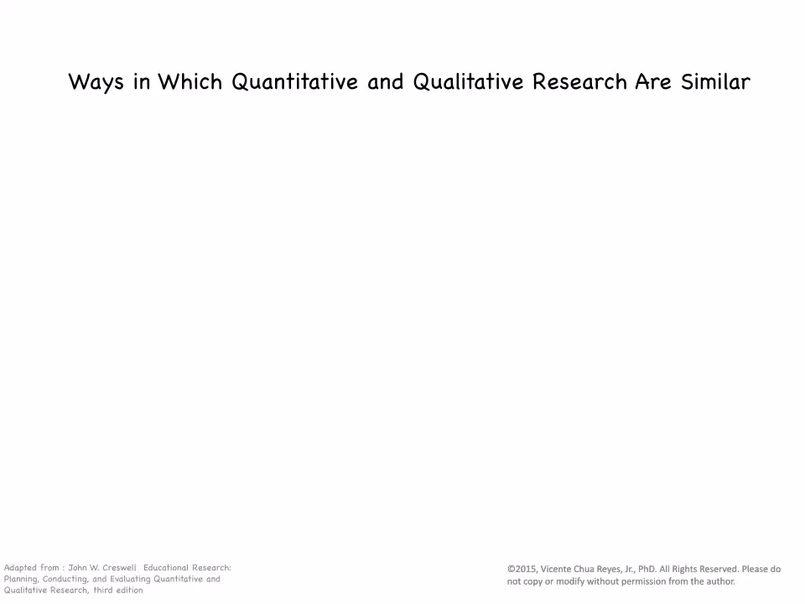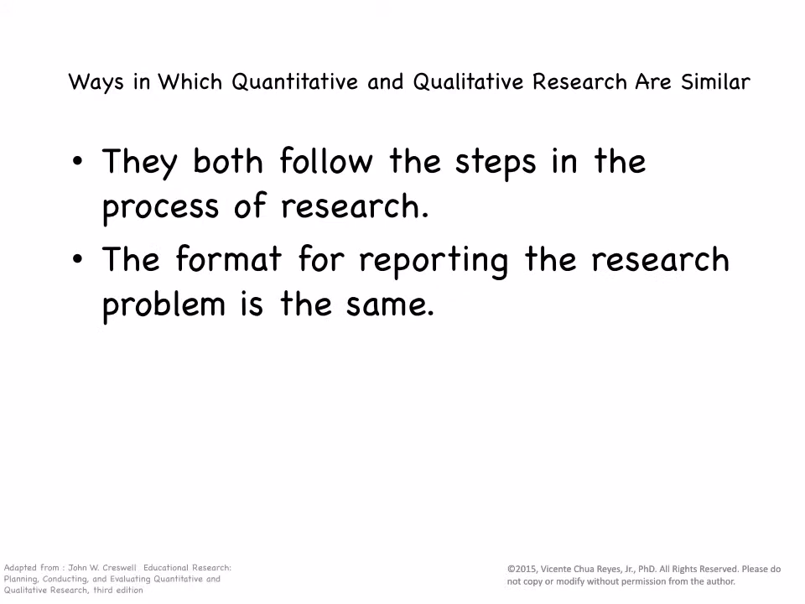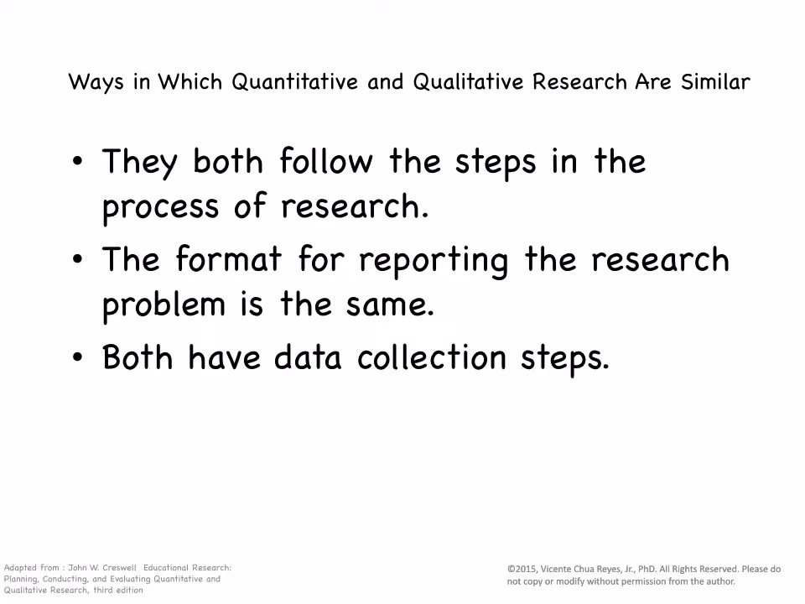We need to take note that there are ways in which quantitative and qualitative research are similar. There are 3 ways that the similarities occur. First, they both follow the steps in the process of research. Both quantitative and qualitative research follow the 6 steps of the research process. Secondly, the format for reporting the research problem is the same. And finally, both approaches have data collection steps.